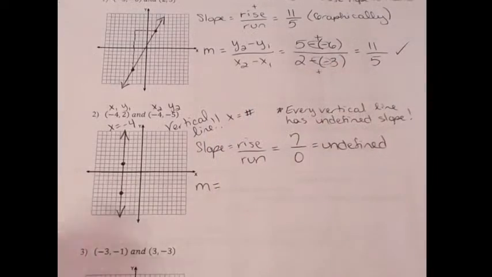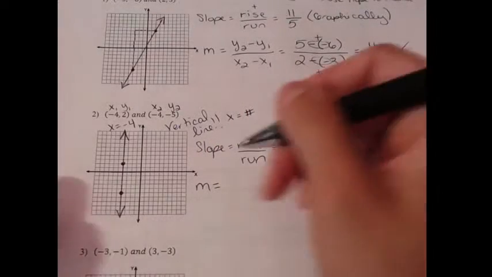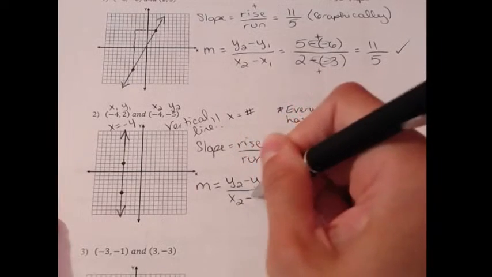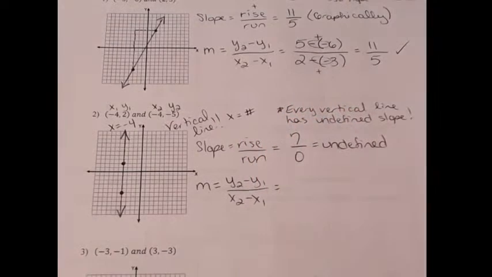m is equal to y2 minus y1 over x2 minus x1. Again, I'm just going to rewrite it because it's good practice. Whatever it takes to get this to be completely a part of your being, right? I want this to be a part of you.